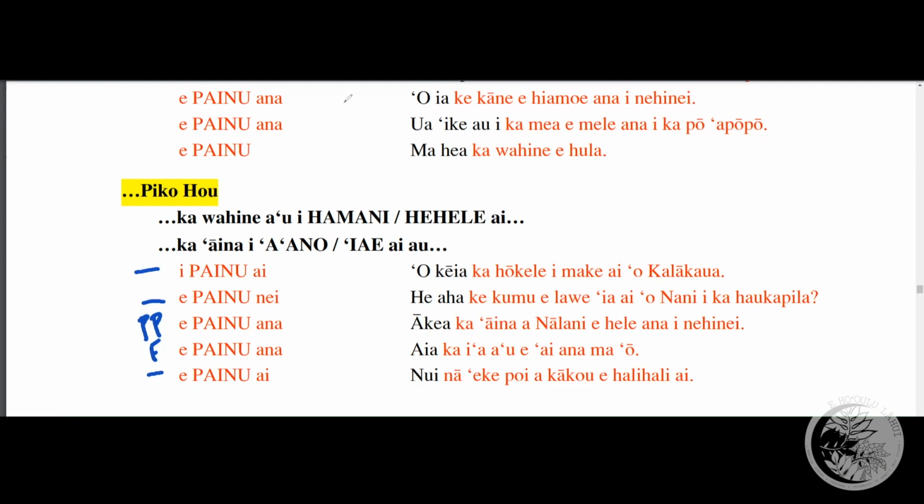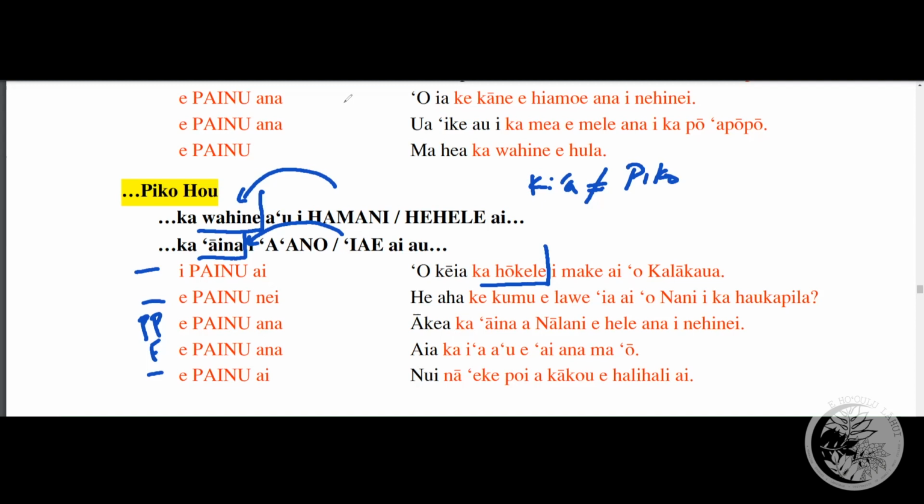Okay. Now some other things to pay attention to. If we look at the example with the piko ho, you'll notice ka wahine, that is your kia. This is what you're describing. Everything else that follows it is purposed to describe the woman. Or, for example, ka aina, which aina? All of this is to describe ka aina. So let's look at the example here. The first one, o kei a ka hokele. Hokele, that's your kia. Remember I said the rule is that the kia is not the piko.